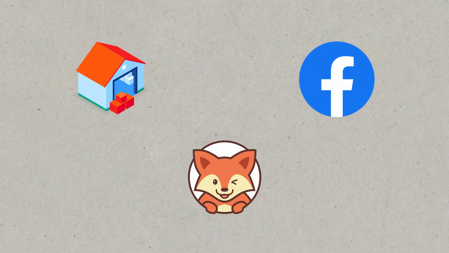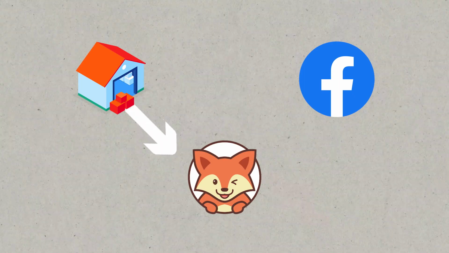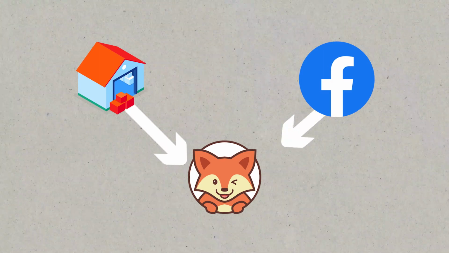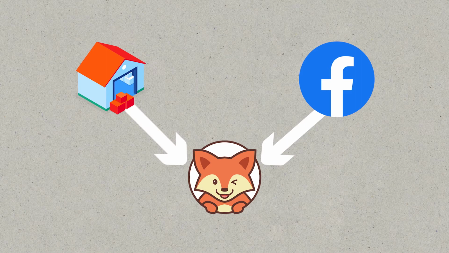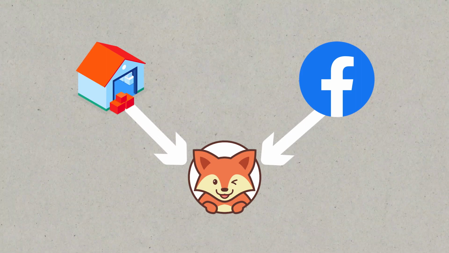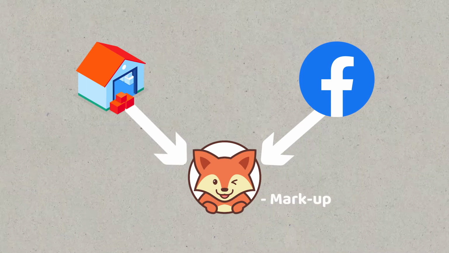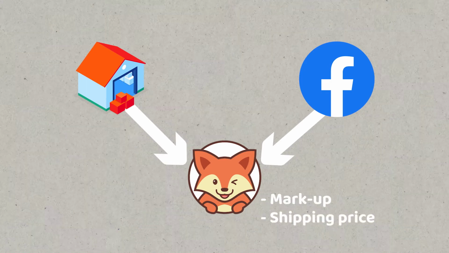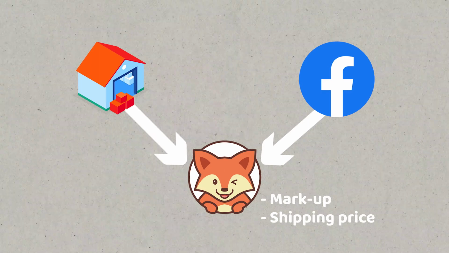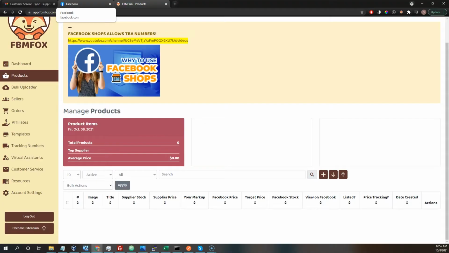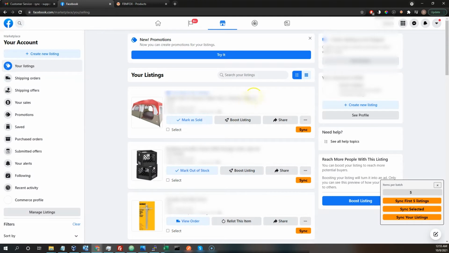Fbmfox takes information from the supplier and puts it into Fbmfox, and then it takes information from Facebook and puts it into Fbmfox. Then it makes the right decision for you based on the settings that you have, such as your markup, your shipping price, all of these things. It takes everything into account and makes these decisions for you. It's a robot that solves your problems. So to pull information from Facebook, we always need to sync.